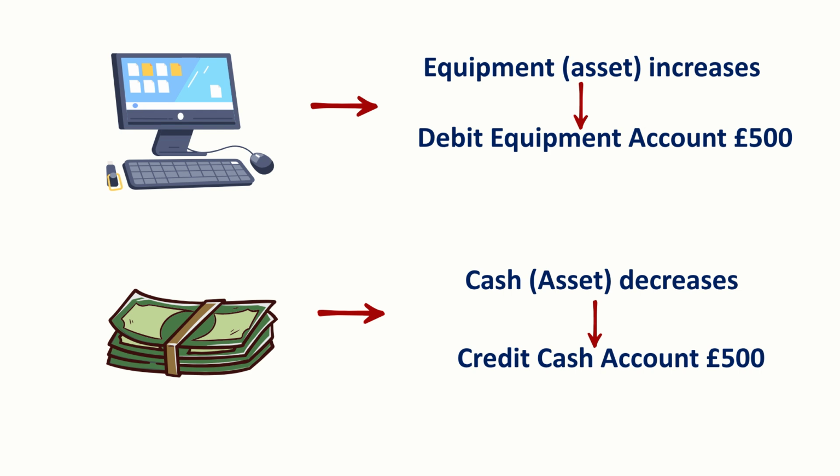Now, what's happening here? The business is getting a computer, which is an asset. When an asset increases, we debit that account. So we record debit equipment account £500 because our equipment, or assets, have gone up. But at the same time, the business is paying cash. That means the cash the business owns is going down. When an asset decreases, we credit that account. So we record credit cash account £500 because the cash asset has reduced.